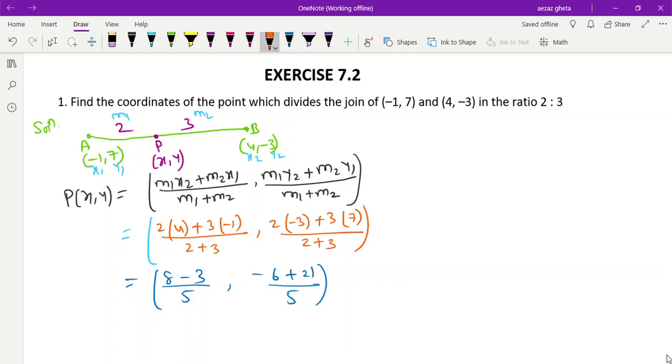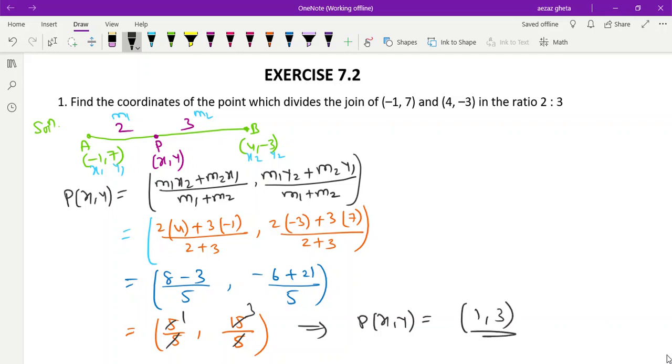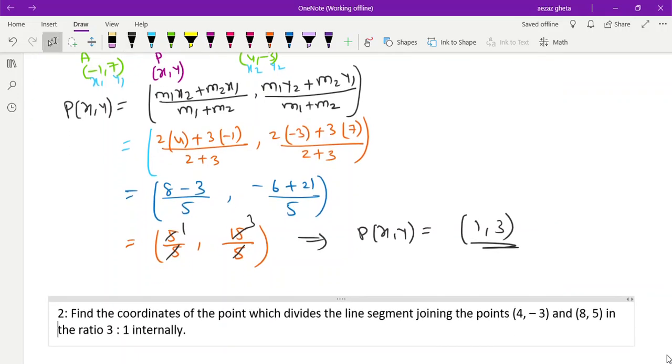Understanding that? It's very easy, right? So we'll get here 8 minus 3, 5 divided by 5, 21 minus 6, 15 divided by 5. Carefully you should do this subtraction and all. 5 ones are 5, 5 threes are 15. So the answer is that the point which is dividing is (1, 3). Understood? Easy, right? If you know the formula, then it is easy.